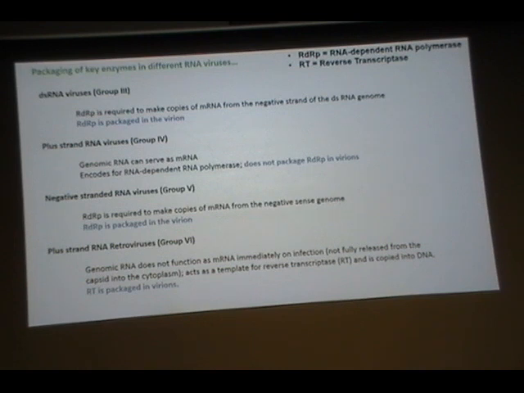So what about this RNA-dependent RNA polymerase? Well, some of these viruses actually need it in order to get themselves started. And so they will package RNA-dependent RNA polymerase within the virion itself.